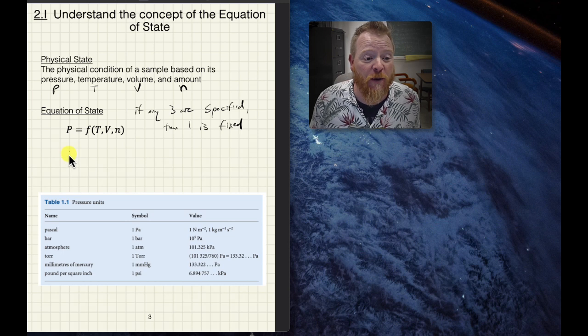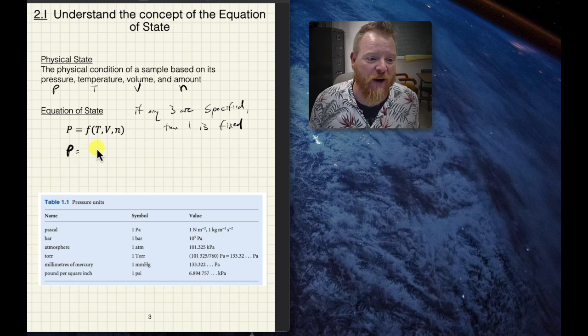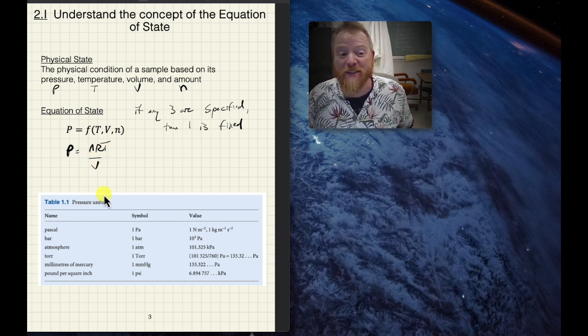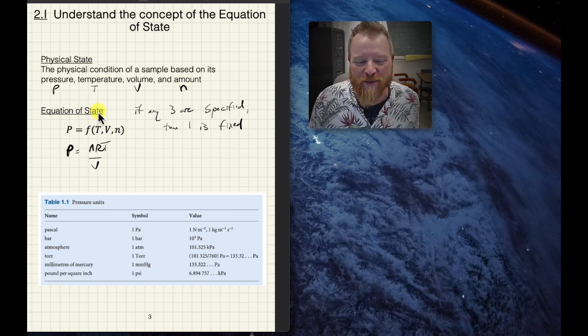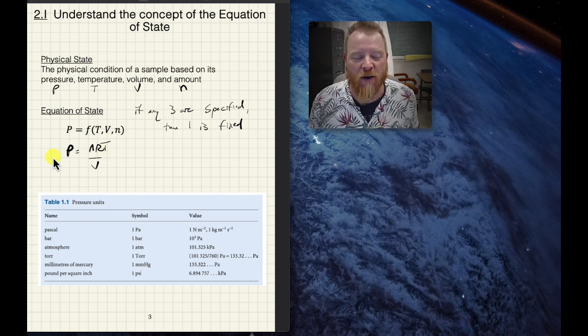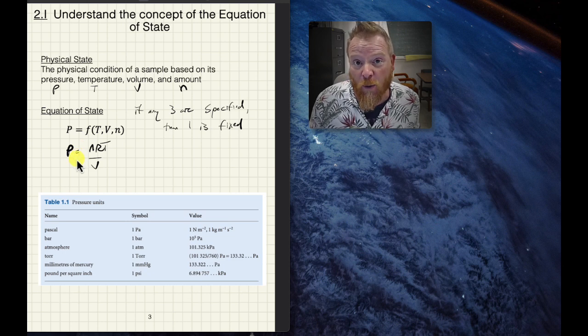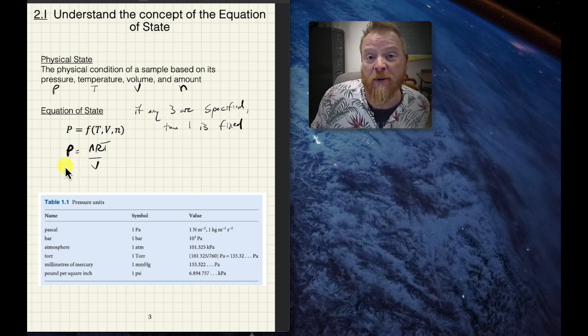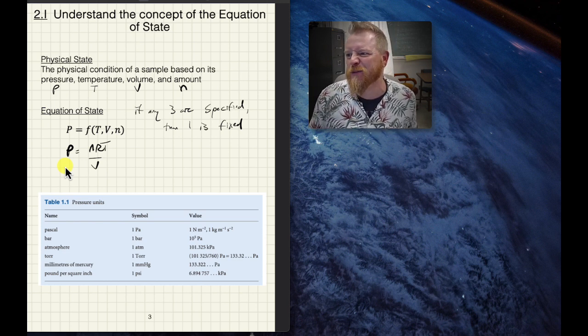The famous function that we might remember from general chemistry is our ideal gas equation, right? P equals nRT over V. I know it's tempting to say PV equals nRT, but remember, we're keeping this as an equation of state. So we want all of those on one side of the equation and everything else on the other side of the equation. So we will see that there are other equations of state that will describe the behavior and physical state of a gas. But this is the most famous one. This is the easiest one to remember.